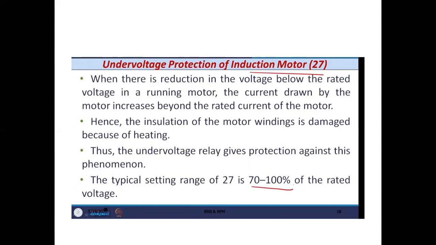The typical setting range of this under voltage relay is 70 to 100% of the rated voltage. So it is normally specified that if the voltage in case of induction motor reduces below say 80% or some value, say 75%, then the under voltage relay comes into the picture and activates, and it gives the signal or tripping command to the circuit breaker.